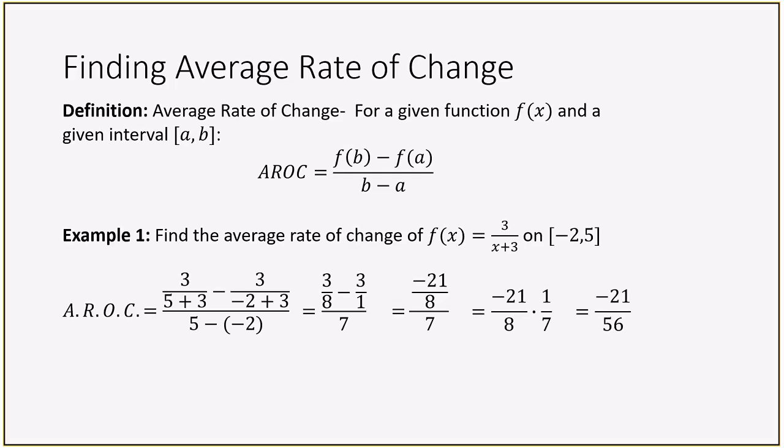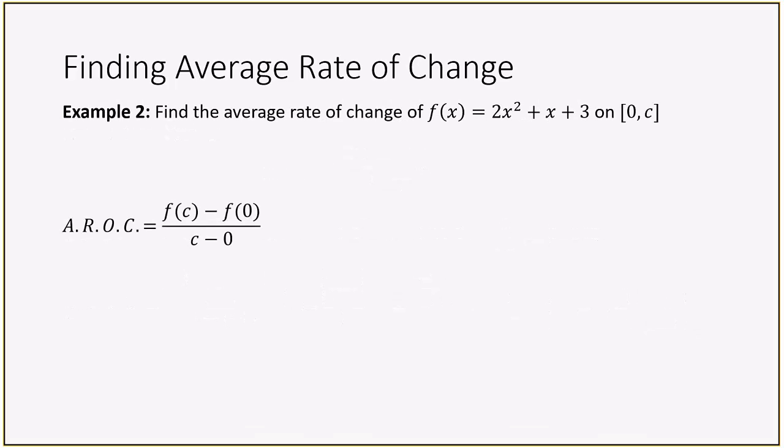And not to get lost in the noise of all of that, because there were a lot of fractions, all I really did was find my f of b, find my f of a, plug them into my average rate of change formula, and then simplify. It's just, unfortunately, with this example, the simplification was a little bit tricky because I had to subtract fractions, then divide fractions, and multiply fractions. But that's the idea. And then, as always in this course, if you have a fraction and you can reduce it, reduce it. That's exactly what I did in that final step.